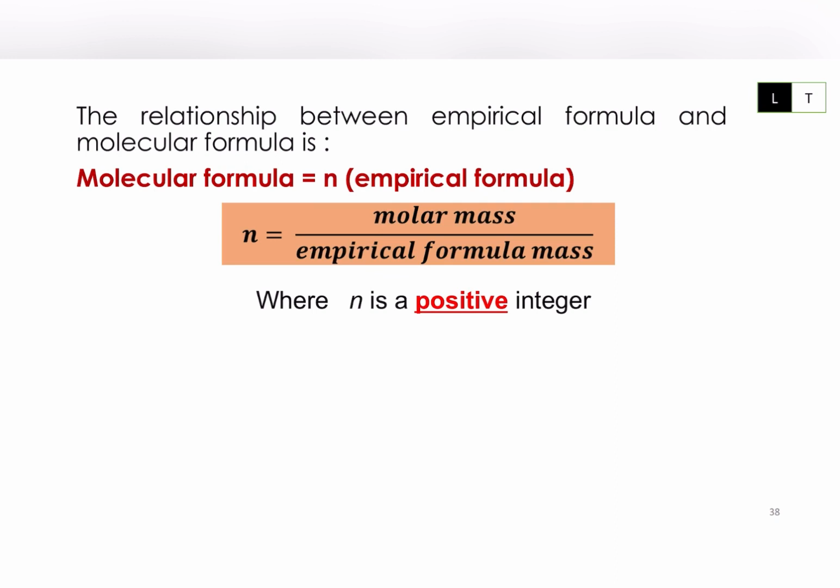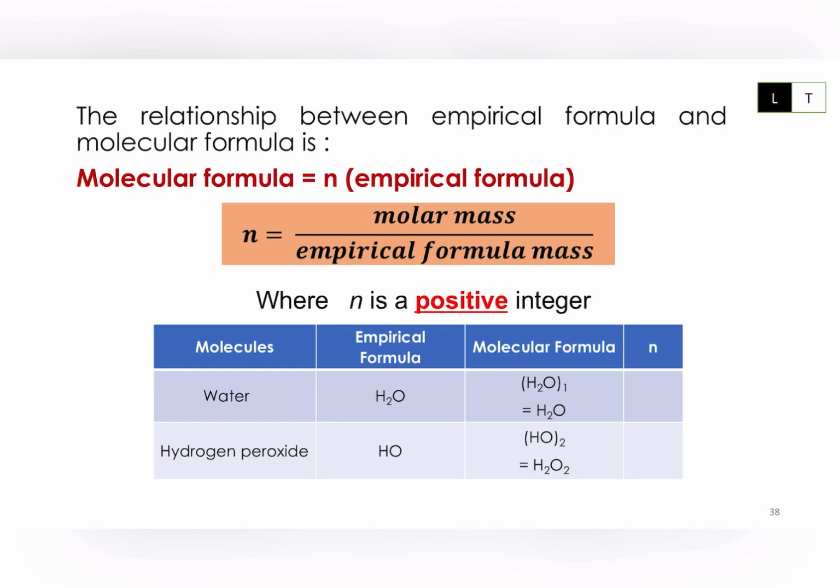Next thing, you know that N is a positive integer. If I got the example for molecules, there are water and hydrogen peroxide. I give you the empirical and molecular formula for them. Please determine the N value. So for here, you got H2O and H2O. Both formula are the same. So you can determine the N value should be 1. But here you got HO for empirical formula and its molecular formula is H2O2. And of course, the N value should be 2.